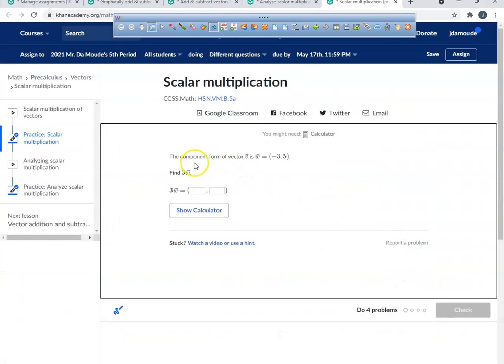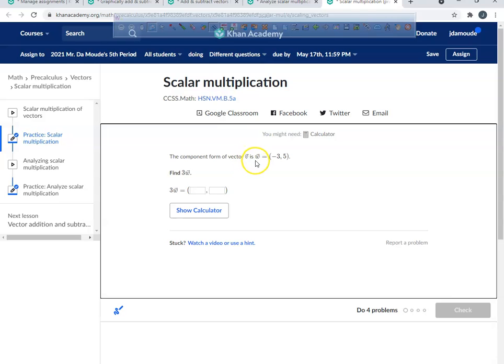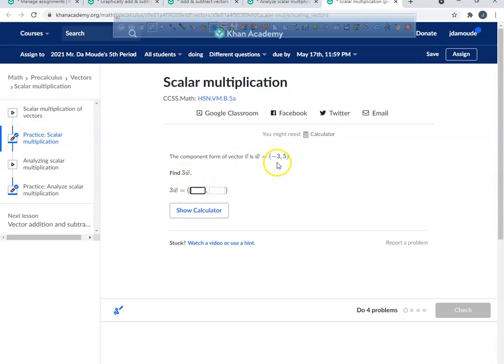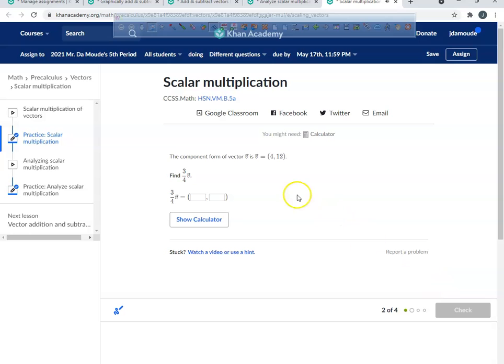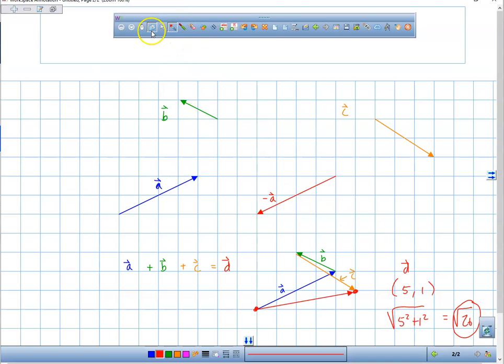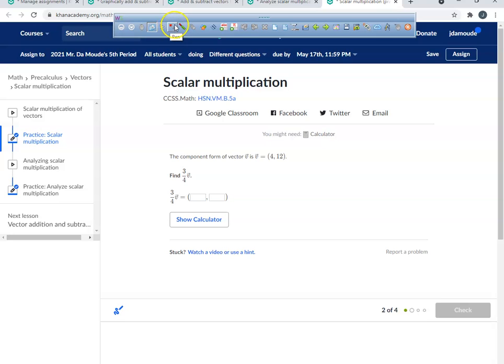Right now, the component form for vector V is vector W. It says find 3 vector W. So literally, what's the only thing you've got to do? Multiply that by 3 and multiply that by 3. So what would be the answer for this one? -9 and a 15. Okay. While I could just show you that, and obviously we're going to get it right, what I want you to see are the pictures that go with it.